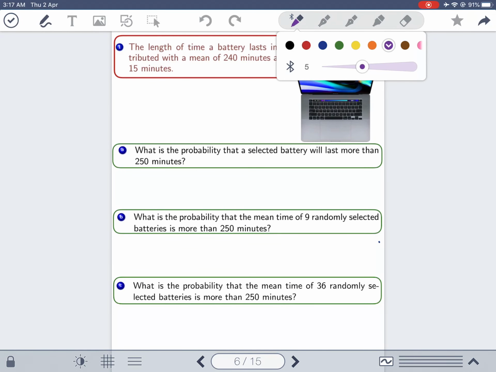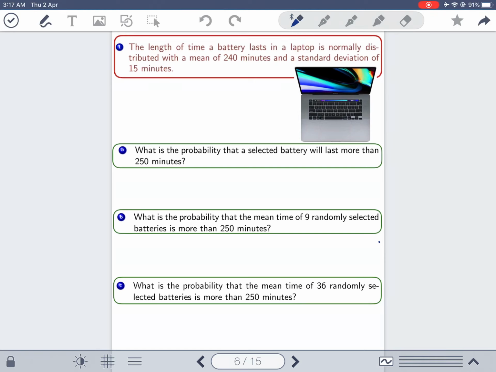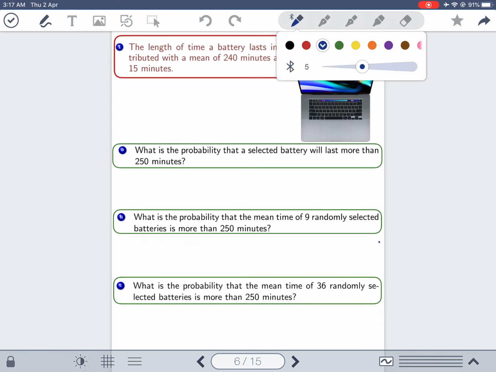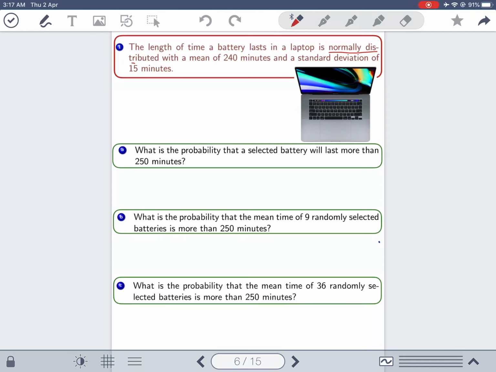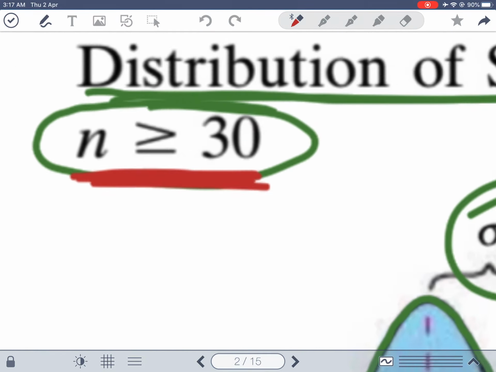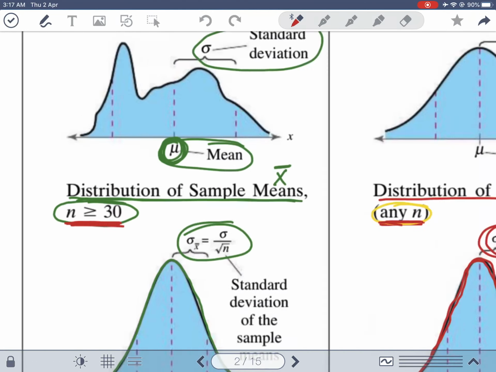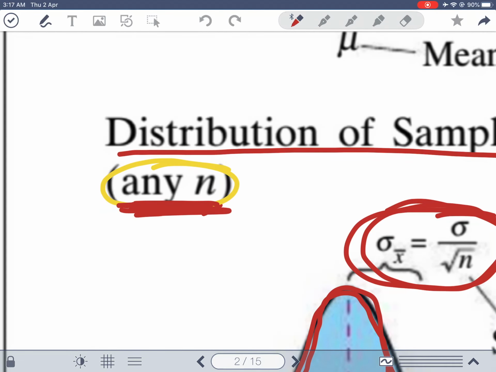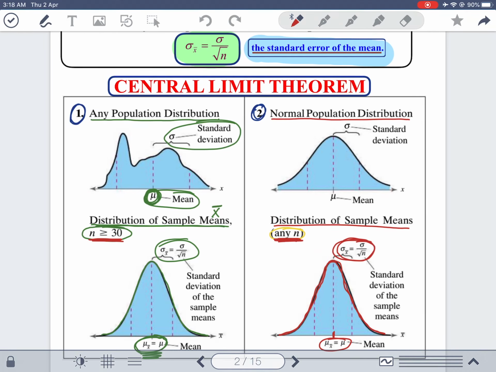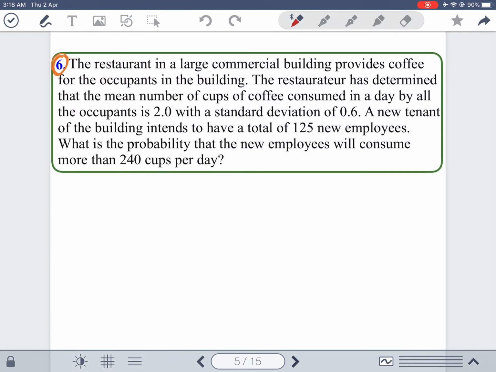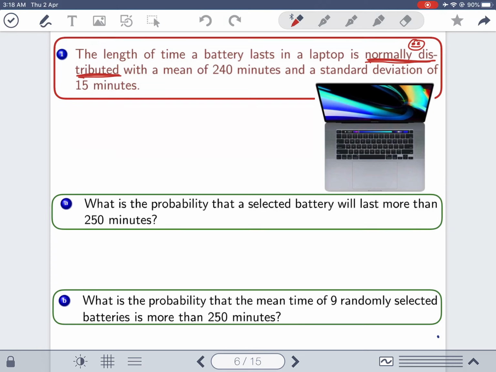We're going to solve problem number 1. So let's read it together. It says, the length of time a battery lasts in a laptop is normally distributed. So we know that it's normally distributed. This is very good to know from the beginning. Okay, so I'll put a happy face here. Because when you start with a normal distribution, remember, you don't have to make sure that your n is bigger than or equal to 30. You can do it for any n. If you take any sample of size n, then it's fine. The distribution of sample means will also be a normal distribution. So let's go back and see. That's why we're happy here.